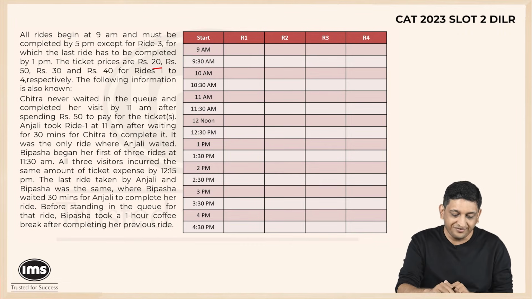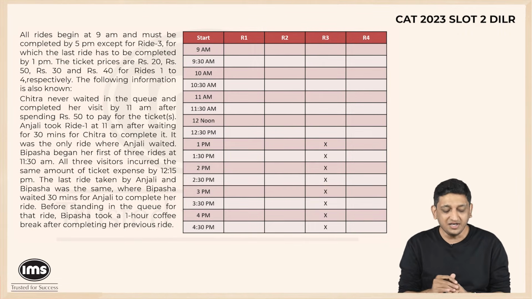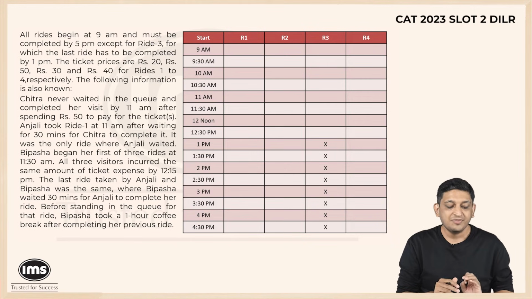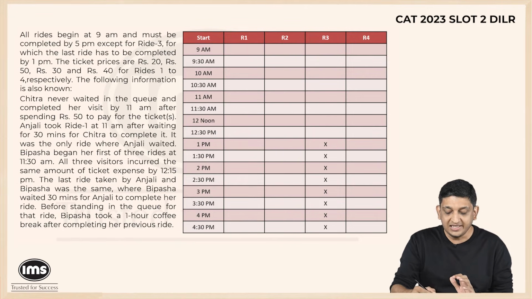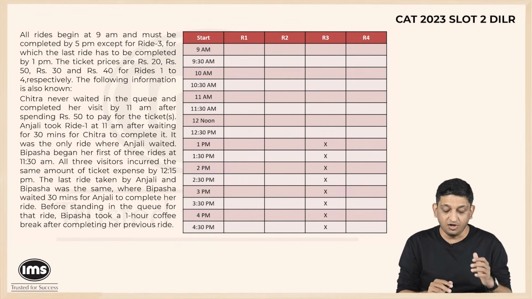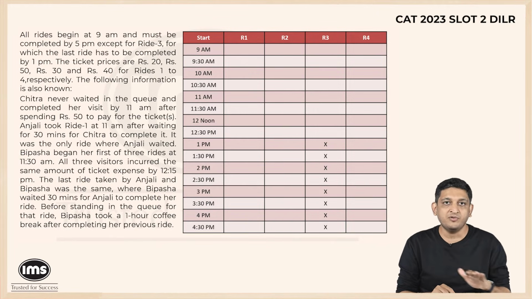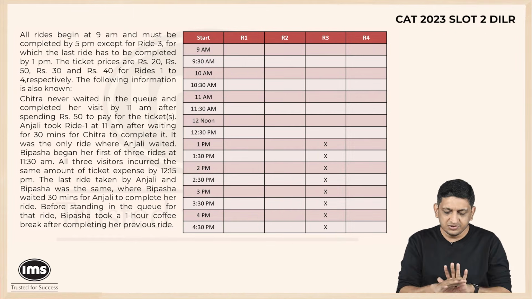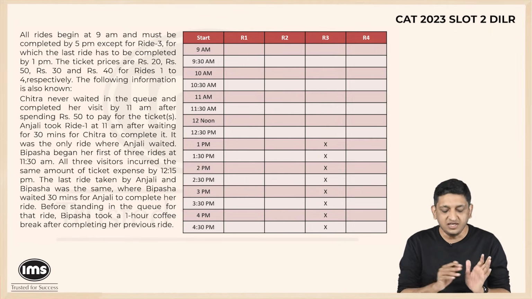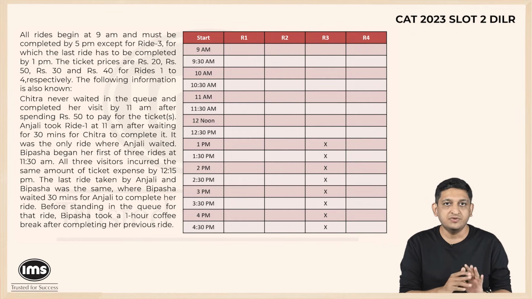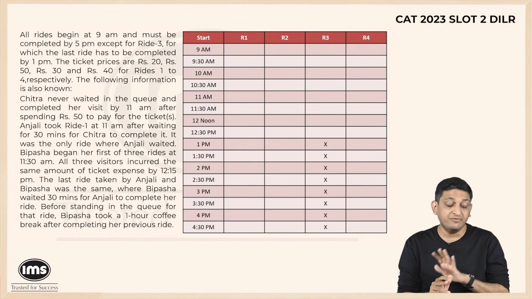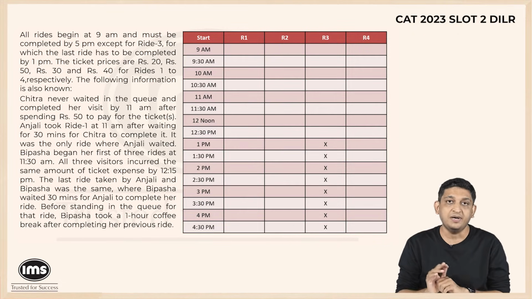So let's look at the first bit, fairly straightforward. We know that ride 3 had to be completed by 1 p.m. So there was no one who got into ride 3 at 1 p.m., and that's why I have put X's here in front of all these slots starting from 1 p.m. till 4:30 p.m. 5 p.m. obviously everything ends. So there is no slot that starts at 5 o'clock, right? So this is basically the area that we have to cover on the basis of the information given to us and the requirements of the people who were a part of this particular park, right?